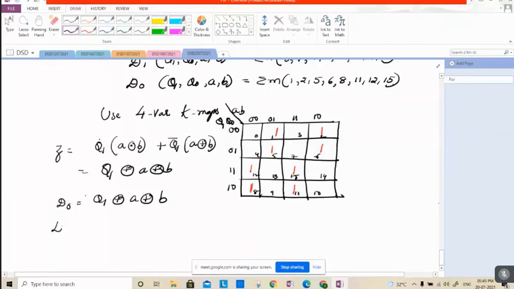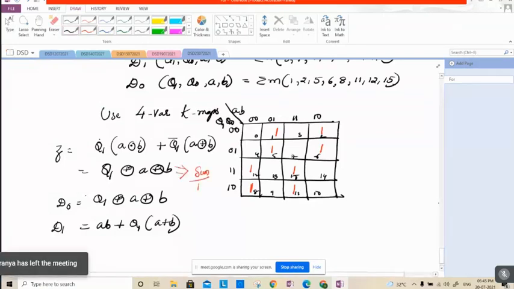What is the D1? AB plus Q1 into A plus B. Isn't it enough? Yes, sir. So now here, what is this? Q1 XOR A XOR B. Isn't it the sum of a full adder? Right. Now what about this AB plus Q1 into A plus B? This is the carry of a full adder.